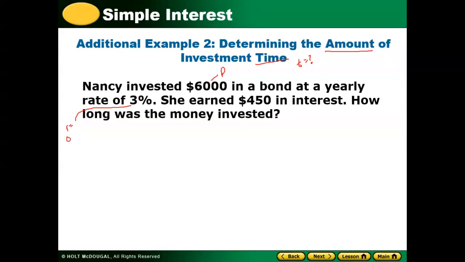So we know that our rate is going to be 0.03. She earned $450 in interest. So we know that she earned $450 in interest. How long was the money invested? So how long did she actually invest it? We know she makes this amount yearly, but how long was the money sitting in that account for?